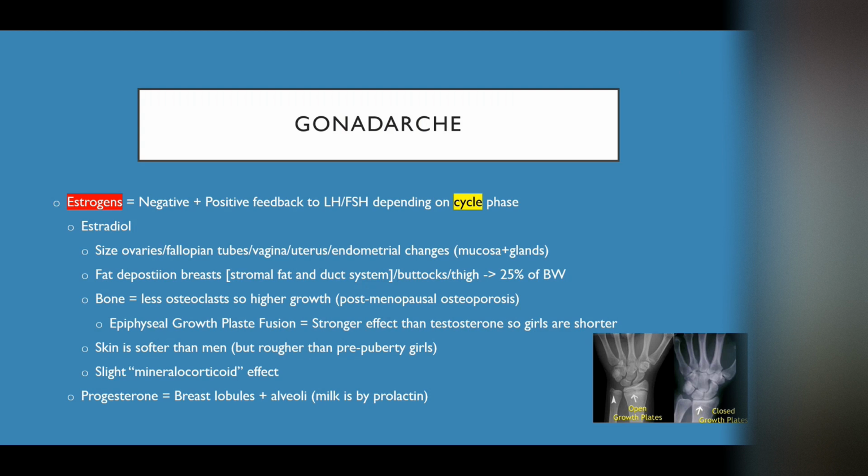Estrogens, we said, bone, growth plates. Another thing for estrogen, 25% of body weight is fat. So that's your female fat distribution. Where does the fat go? In the breast, buttocks, thigh. That's a different fat distribution than men. We have the sizes of the primary and secondary characteristics. Bone, we said about this.